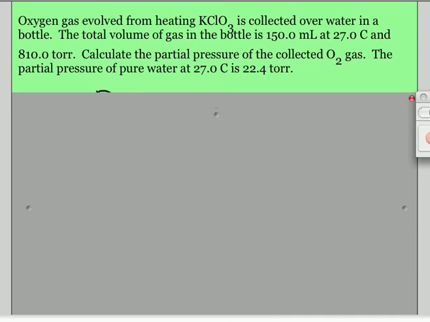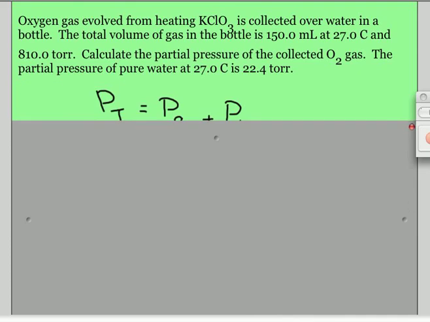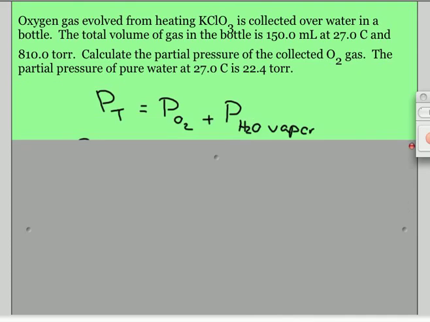So first one. We made oxygen gas when we heated KClO3, and they collected it over water. They tell us the total volume is 150 milliliters, they tell us our temperature, and they tell us 810 torr. All we want is the partial pressure of oxygen gas, and they tell us the partial pressure of the water. So we have the total pressure that we caught, P total. That's going to equal the pressure of our oxygen plus the pressure of our water vapor. All we have to do is subtract out that water vapor.